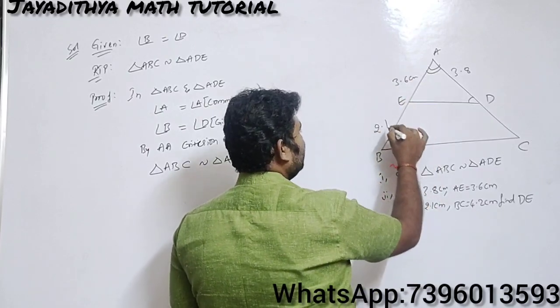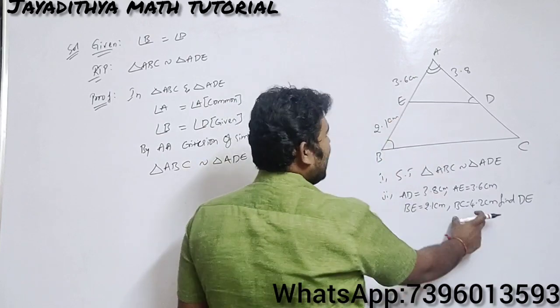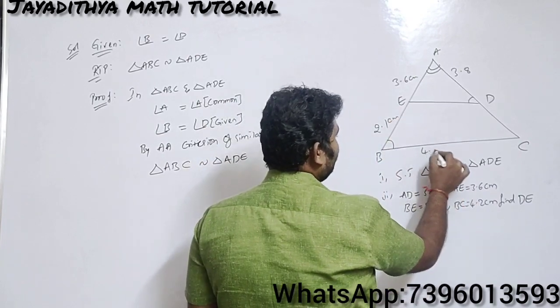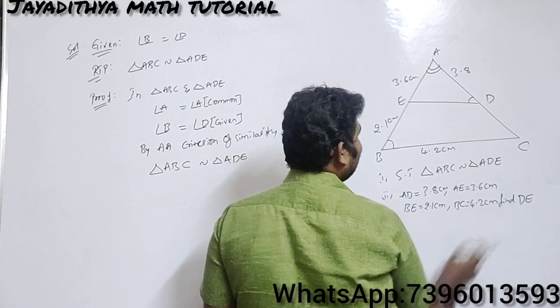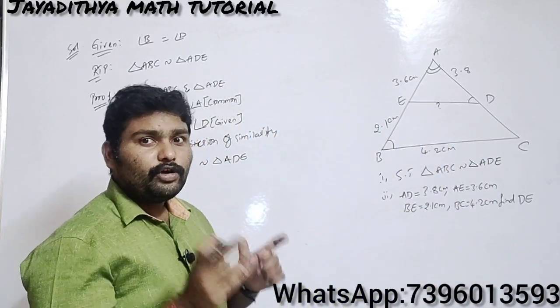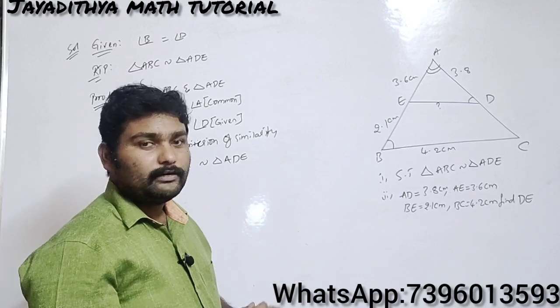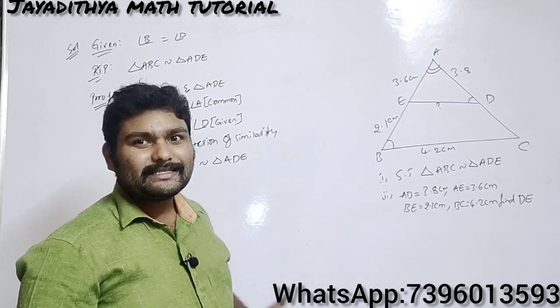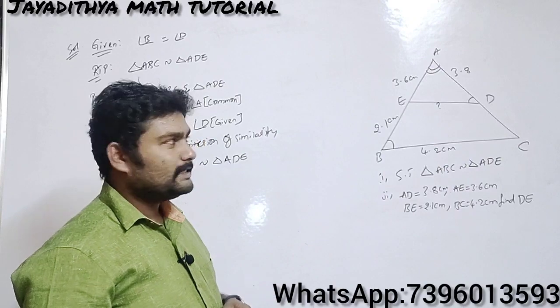BE is this one, so this will be 2.1 centimeters. And BC he has given, that is 4.2 centimeters. And you need to find DE here. Clear now? So here you need to be very careful. Before that, what are the sides required for us? Let us take those sides here.